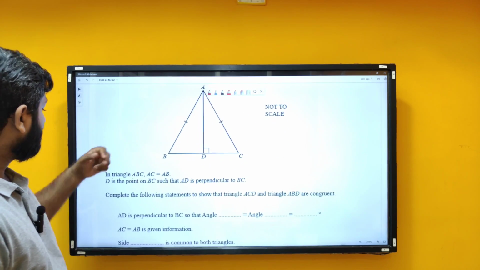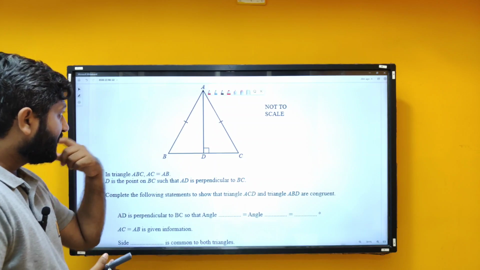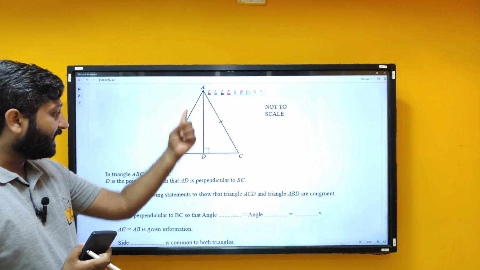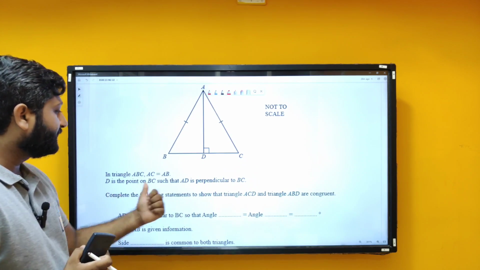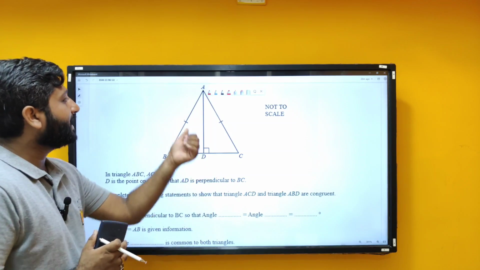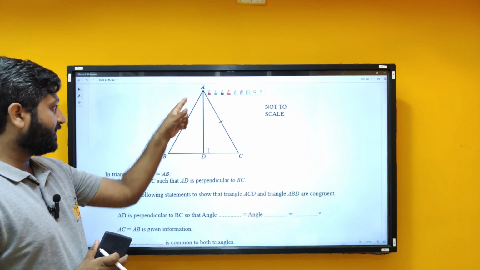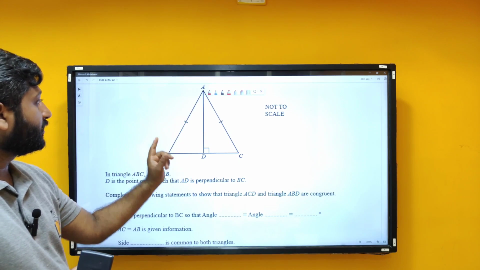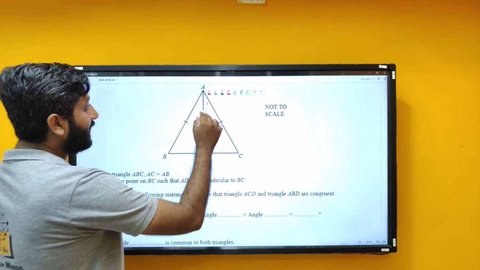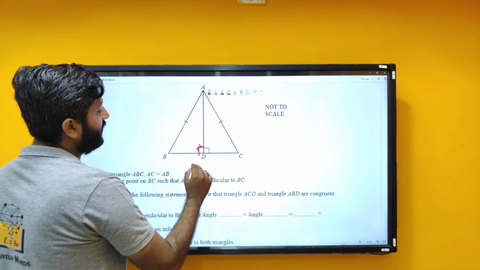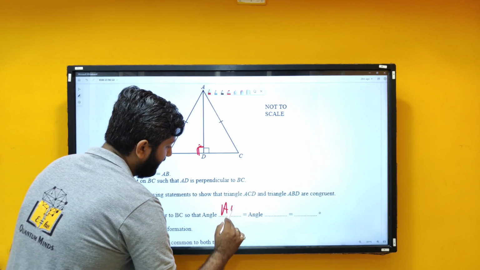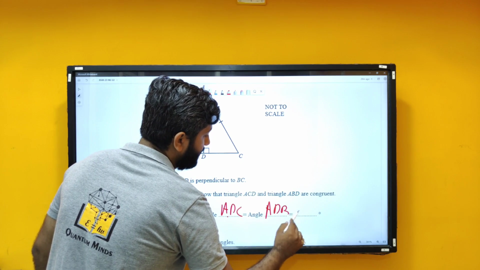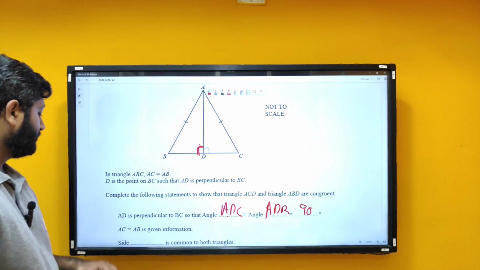Next question. In the triangle ABC, AC is equal to AB. D is a point on BC such that AD is perpendicular to BC. Complete the following statements to show that triangles ACD and ABD are congruent. AD is perpendicular to BC, so this is 90 degrees. So we have angle ADC equals angle ADB equals 90 degrees.